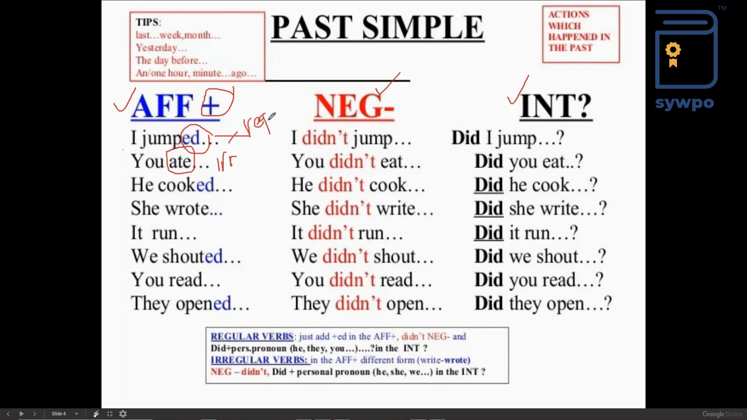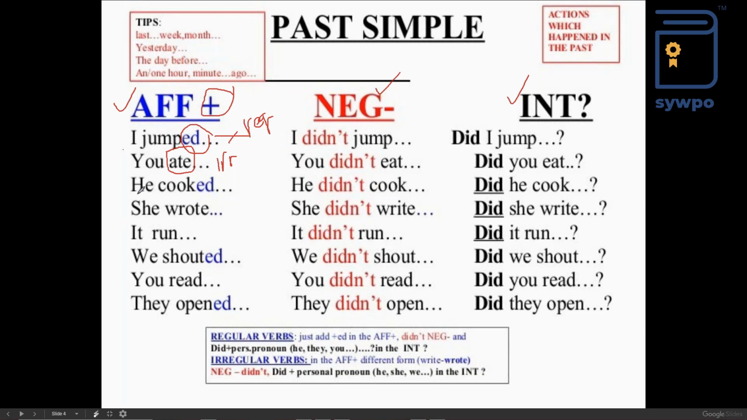So some of the verbs are regular, and all the regular verbs will have ed at the end. All the irregular verbs will change their own spelling. No, they will change from inside. Eat became ate. Alright, this is how it went.